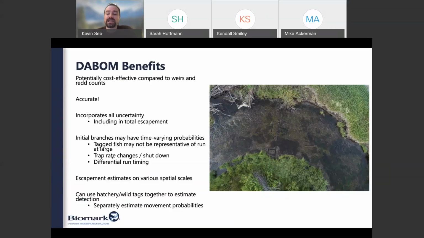In other places, you can use both hatchery and wild fish at the same time. Plug those into a model like this. You can use both of them to help estimate the detection probability. Obviously, that shouldn't change depending on hatchery or wild fish. However, hatchery fish are clearly trying to go back to their hatcheries, which may not be in the same places that wild fish are going. So you can separate their movement probabilities, and you end up with very different abundance estimates depending on where they're going.